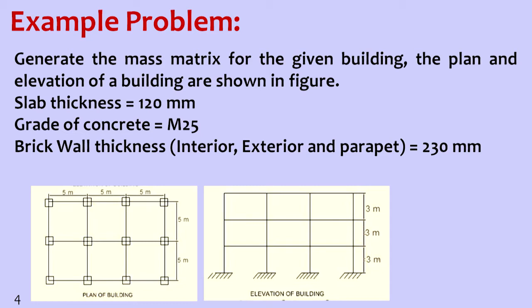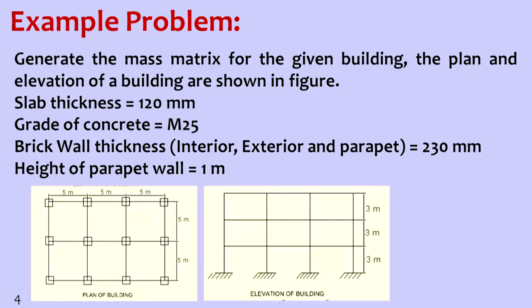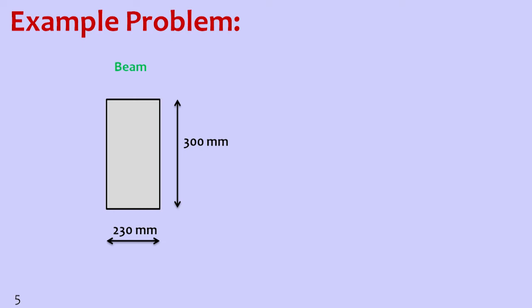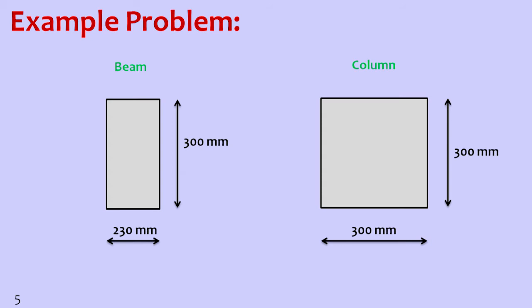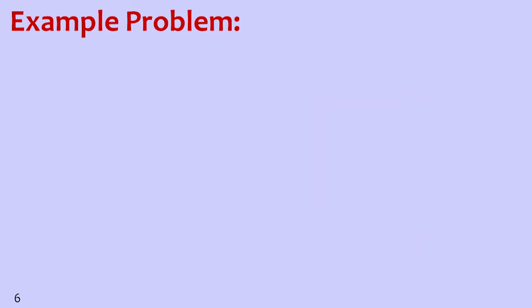Apart from these details, we have grade of concrete as M25, and brick wall thickness as 230 mm. For any building we may have different types of wall. Here we have exterior, interior and parapet wall, but there is no change: all 3 types of wall have a uniform thickness of 230 mm, and the height of the parapet wall is 1 meter. The beam cross section given for this problem is 230 mm width and 300 mm depth, and the column size is square, 300 mm by 300 mm.